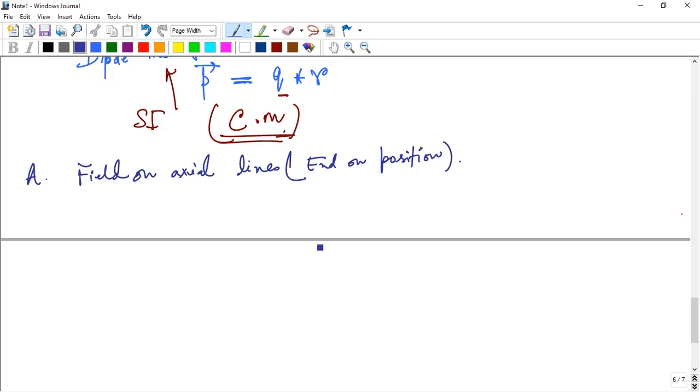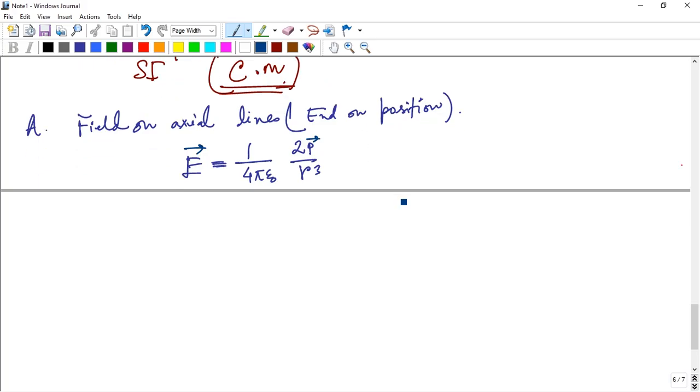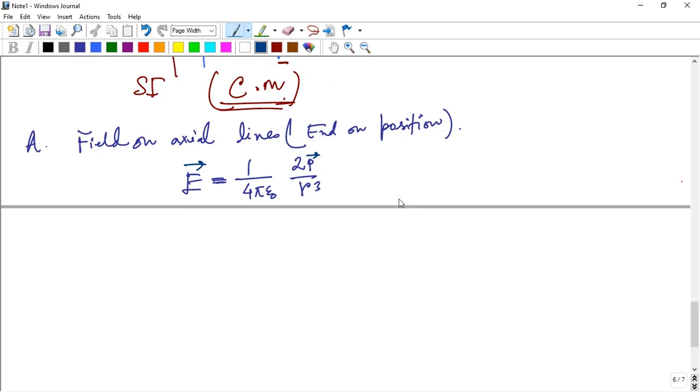So here, for the axial line, suppose that E is equal to 1 over 4 pi epsilon naught times 2P, obviously a vector, by R cube. Obviously there is a vector, so there is E and the direction is along P, from minus to plus. This is the axial line, so the direction is parallel to the dipole moment. That's very important.